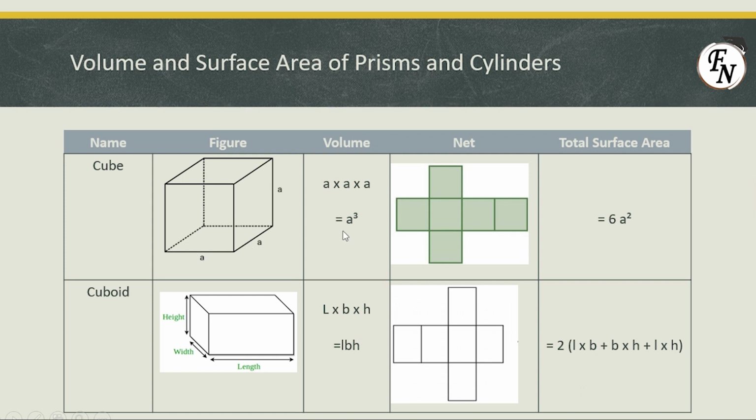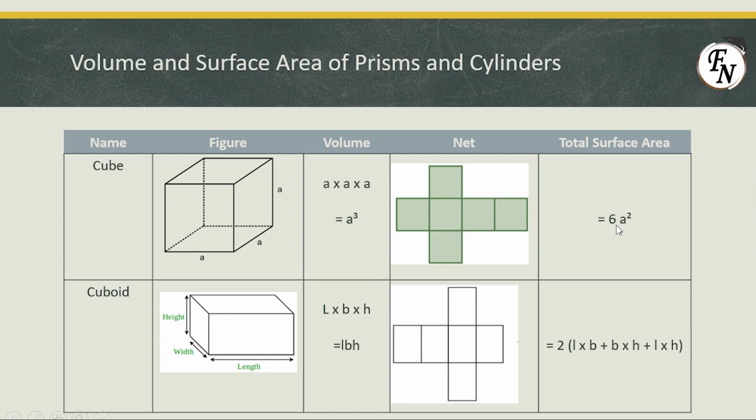And I have shown this opened box here in terms of net. I have opened this as I have shown you earlier. So these are the 6 faces. So I need to calculate all the 6 areas and add them up. In order to do that, I have a short formula for it, that is 6a squared. How does this formula come up?